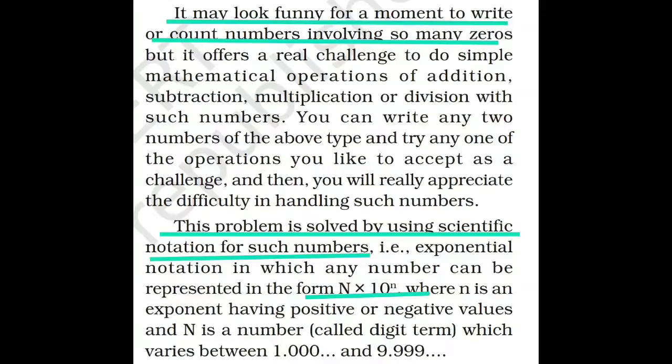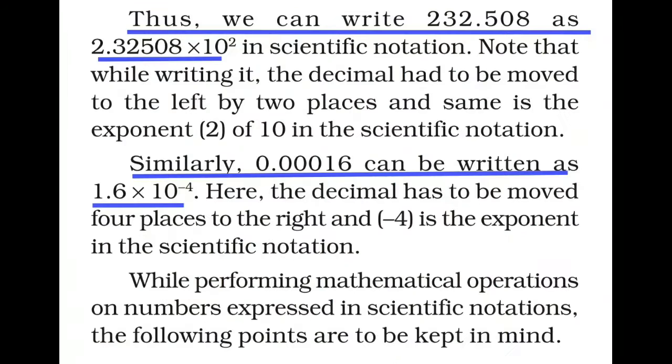This problem is solved by using scientific notation, which is represented in the form of N into 10 raised to n. We can write 232.508 as 2.32508 into 10 raised to 2. Moving the decimal 2 places from right to left will increase the power by 2. Similarly, 0.00016 can also be written as 1.6 into 10 raised to minus 4. As we are moving from left to right, the power will have a negative value.